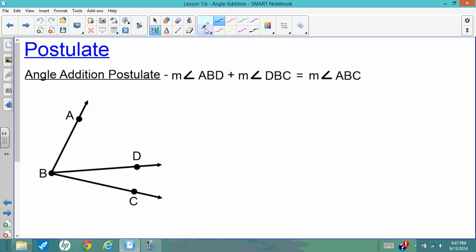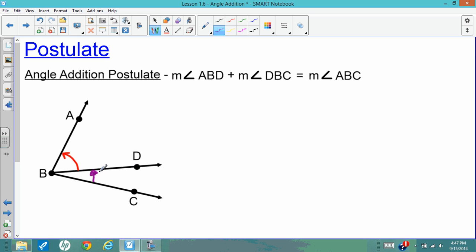So we have three angles in this picture. The first angle we have is angle ABD. That's this angle that's formed by ray BA and ray BD. And remember that I use this little curve with an arrow on the end to show which angle I'm talking about. We also have angle DBC, formed by ray BD and ray BC. And we use our little arrow. Sometimes I could fill it in if you want to get creative.